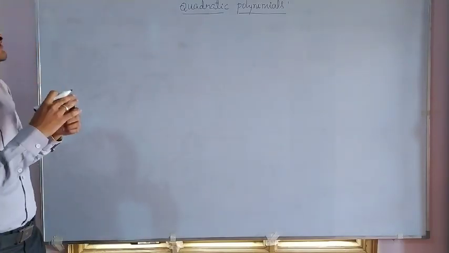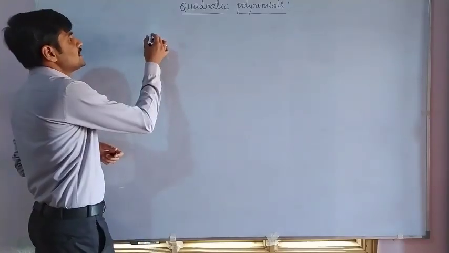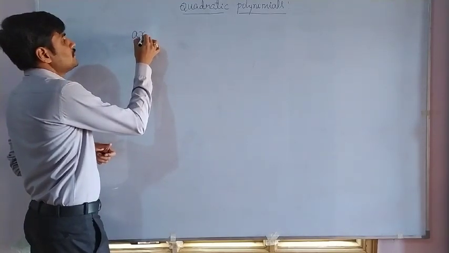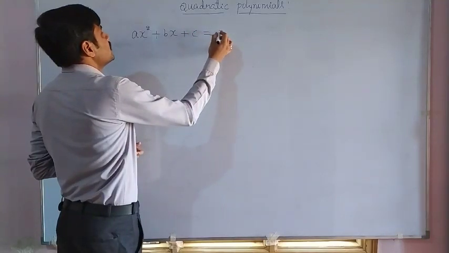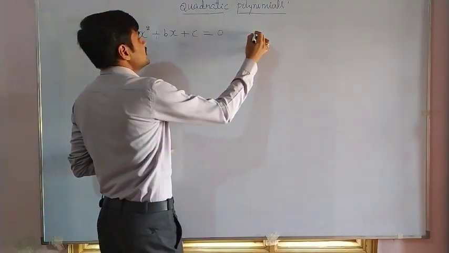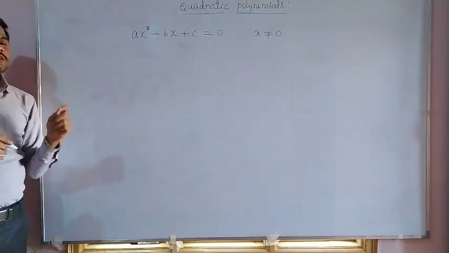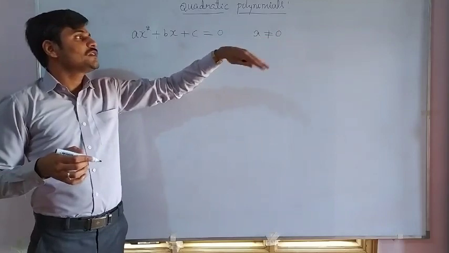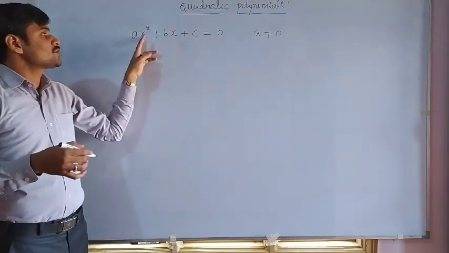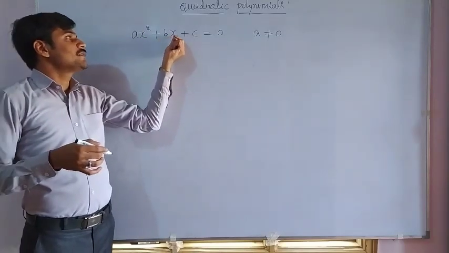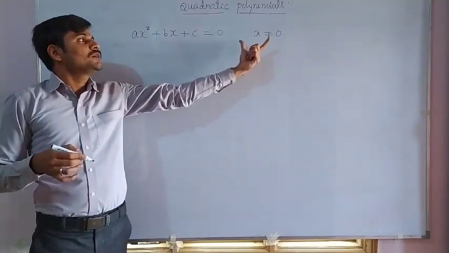So for a quadratic polynomial, as we studied, the highest power of the variable must be 2. The general form of this is ax square plus bx plus c is equal to 0. Here the condition is that a must not be equal to 0. Either b or c can be 0, but a must not be 0, because if a is 0, then 0 into anything becomes 0, so x square will not be there, and the power of the variable will become 1. That's why a must not be equal to 0.